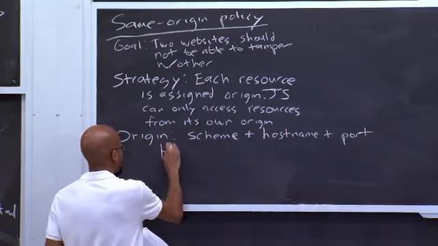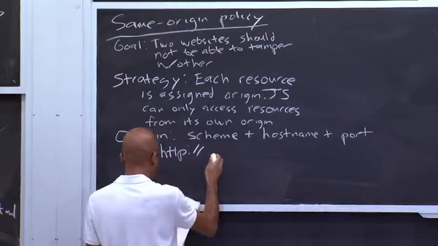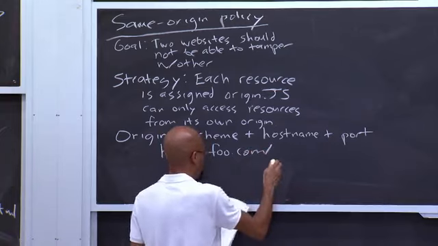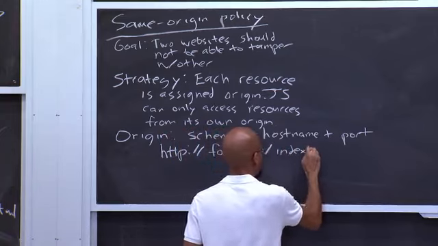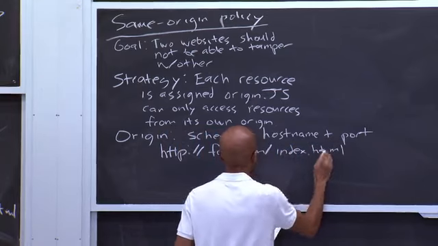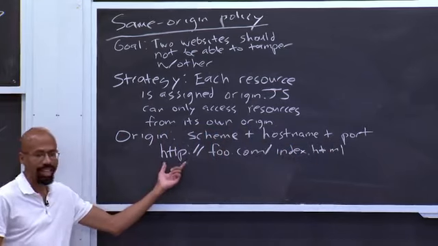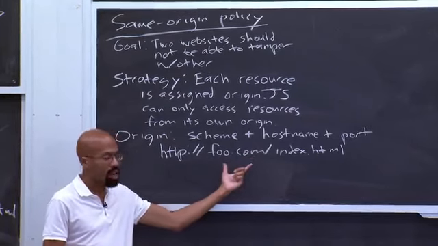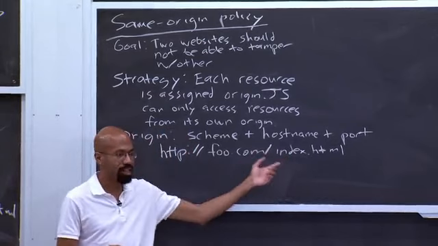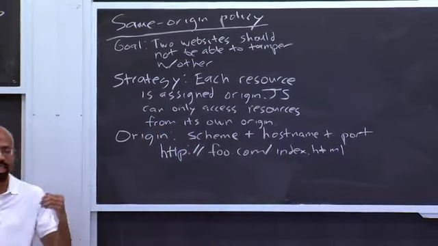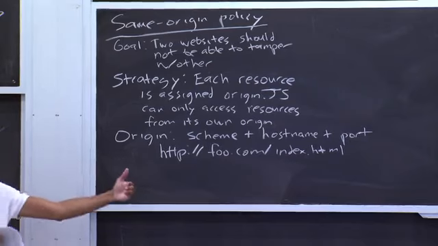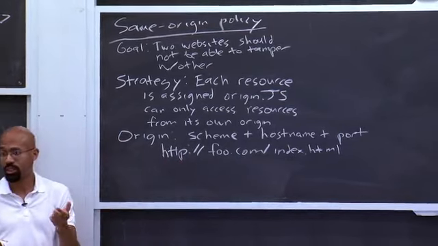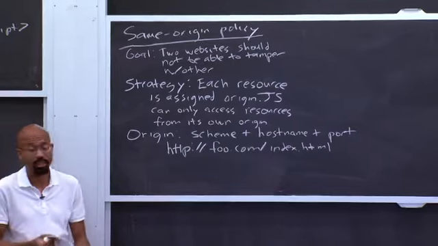So for example, we could have something like HTTP, foo.com, and then maybe it's index.html. Right? So the scheme here is HTTP. The host name is foo.com. And the port is 80. Now the port in this case is implicit. Right? The port is the port on the server side that the client uses to connect. So if you see a URL from the HTTP scheme and there's no port that's explicitly supplied, then implicitly that port is 80. Okay?